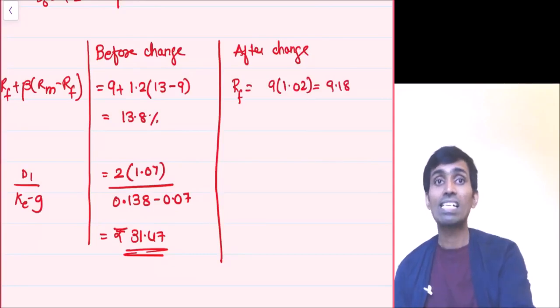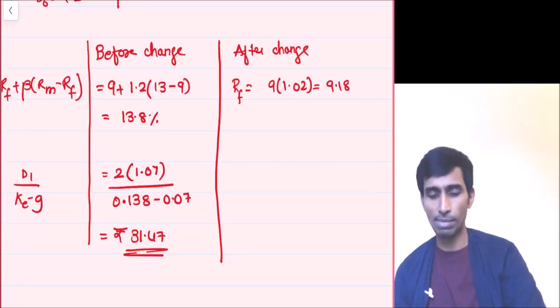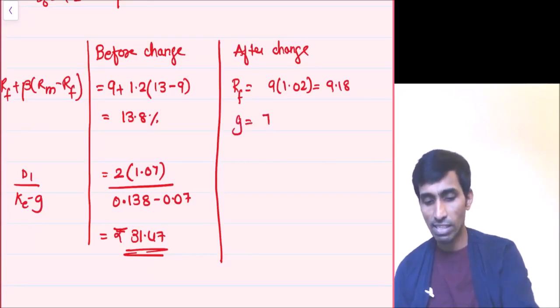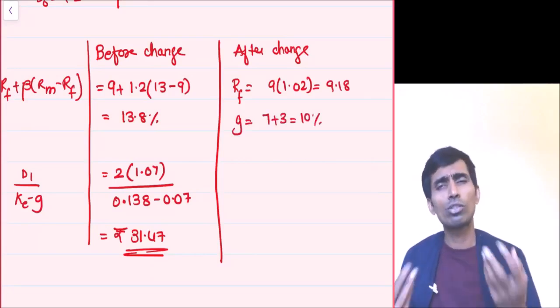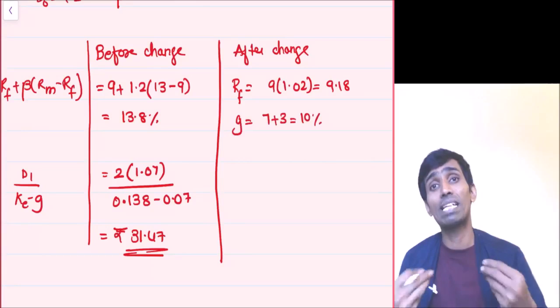Okay. They are saying that the expected growth is increased by 3%. So G is 7 plus 3 equals 10%. Now you will ask, sir, inflation also increased by 2%. Why have you not taken 9 plus 2?